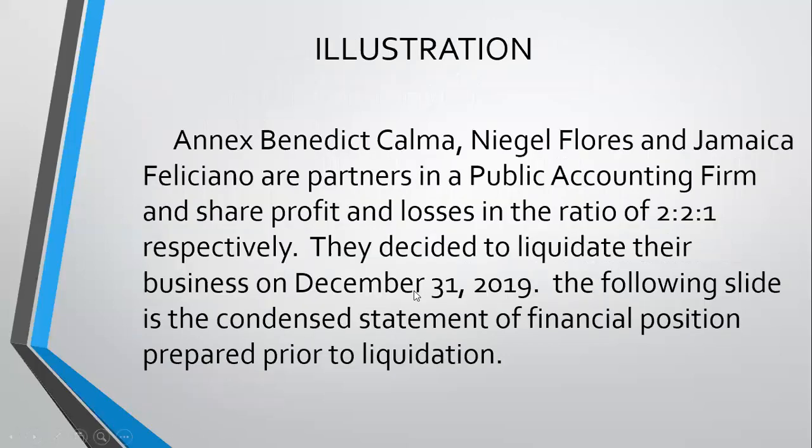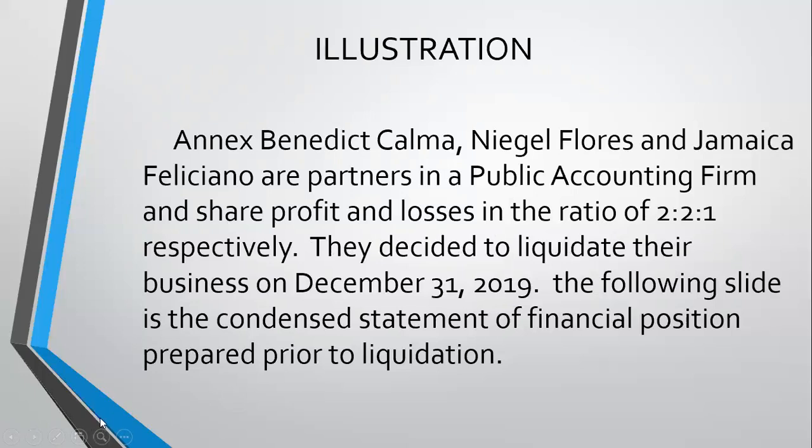So, let us take this illustration so that we can be able to understand the liquidation process under the lump sum method. So let us assume that Alex Benedict Calma, Nigel Flores, and Jamaica Feliciano are partners in a public accounting firm and share profits and losses in the ratio of 2:2:1 respectively. So they decided to liquidate their business on December 31, 2019.